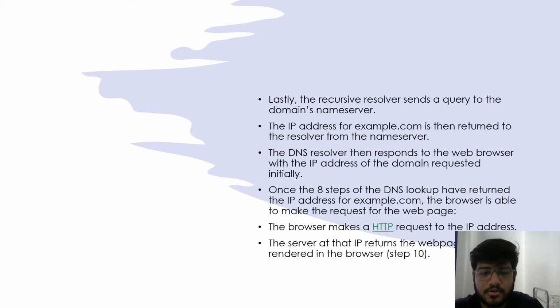Once the 8 steps of the DNS lookup have returned the IP address for example.com, the browser is able to make the request for the web page. The browser makes an HTTP request to the IP address. The server at that IP returns the web page, which is rendered in the browser.